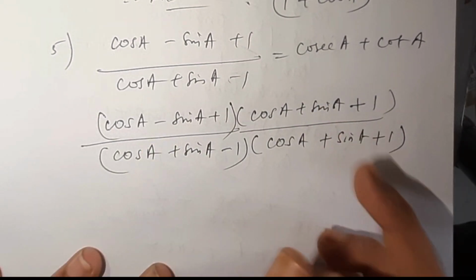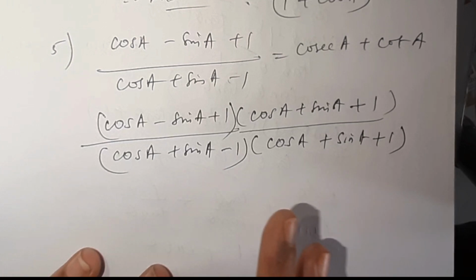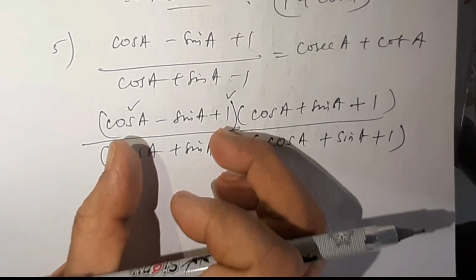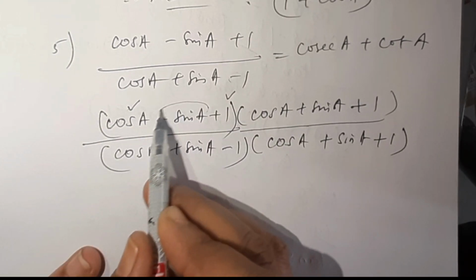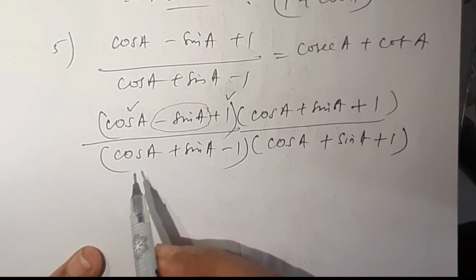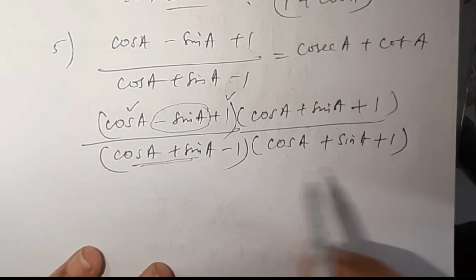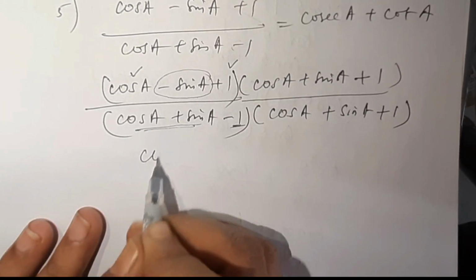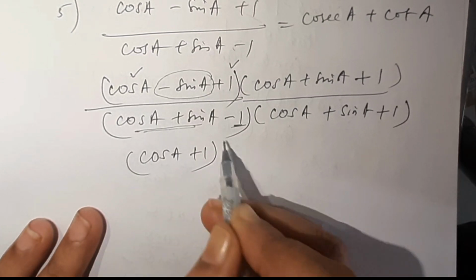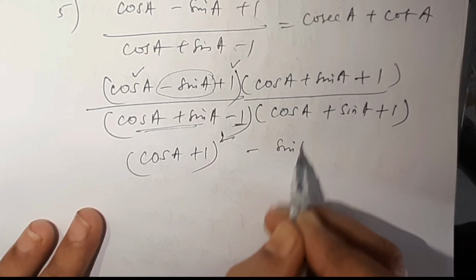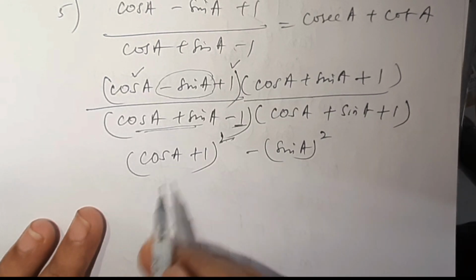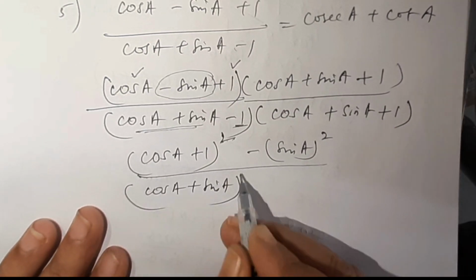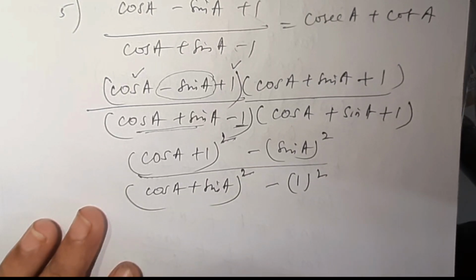Now we will adjust the sum in such a way that it will make the a plus b, a minus b identity. So here cos a plus 1 is making the a term, whereas the minus sign is making the b term. And the same way here, cos a plus sin a is the a term and 1 is making the b term. So we are going to separate in that way. Cos a plus 1, as we are considering a, and then sin a as b. So I made it a square minus b square. And the same way, cos a plus sin a whole square and 1 separated as square.